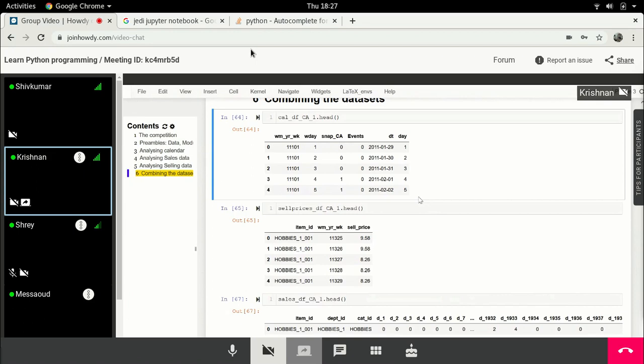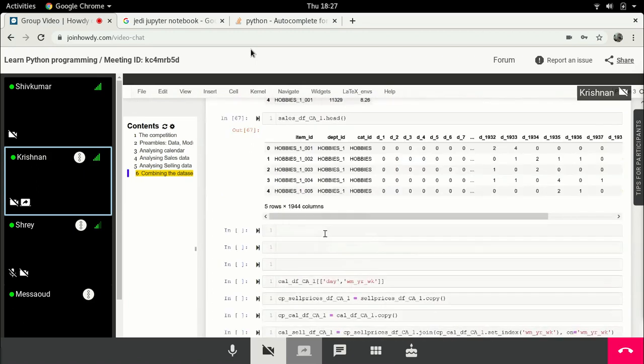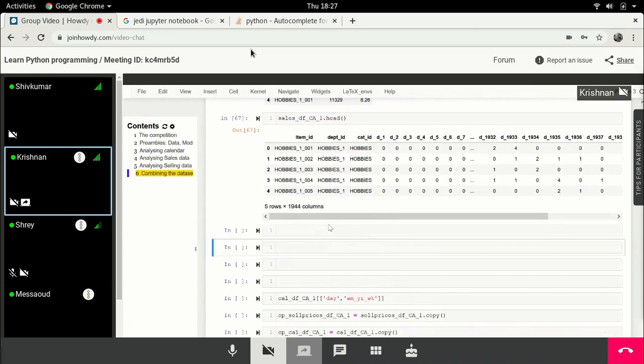Okay. So what we are going to do is, first we take the data frame that is going to receive the other data frame, right? This is usually called the left data frame, right? And with this left data frame, we are going to join another data frame, which is usually the right data frame. That right data frame will be CalDFCA, right? Okay. So you can have another cell somewhere. Yeah, we'll start here. So here we have to start with the sales one, which is our left data frame.